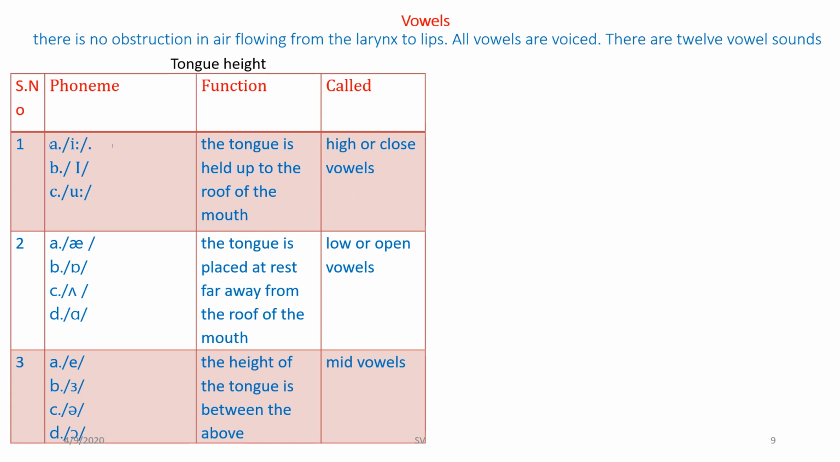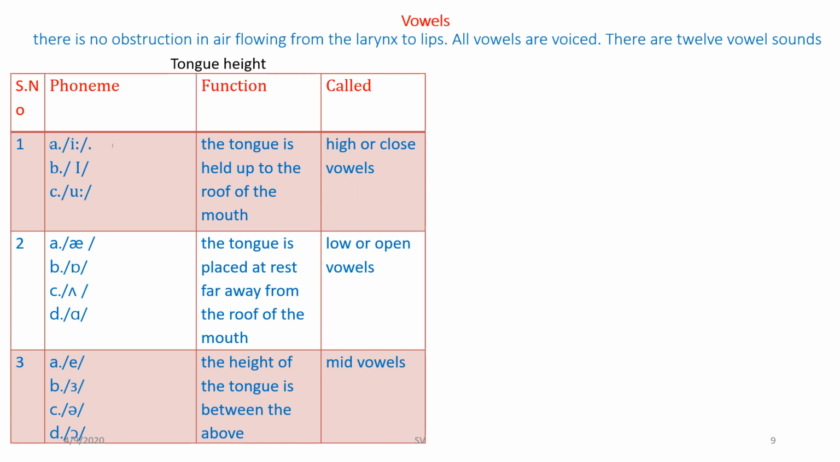Number 2. A is pronounced A. B is pronounced A. C is pronounced A. D is pronounced A. The function is the tongue is placed at rest far away from the roof of the mouth. It is called low or open vowels.